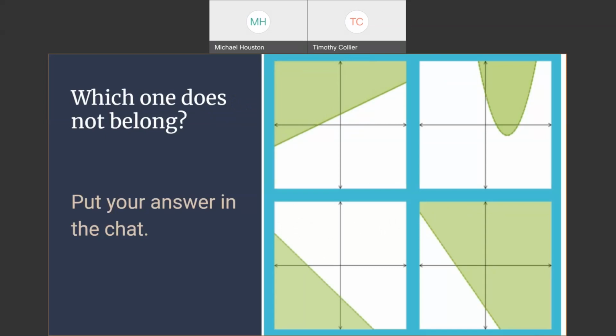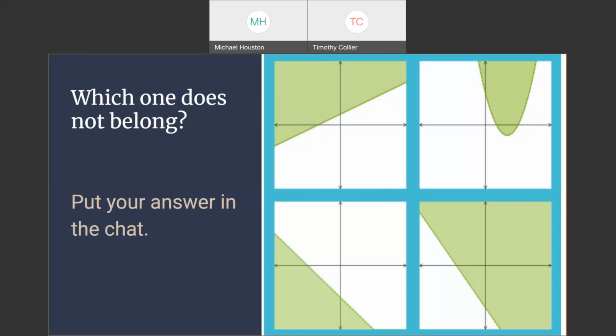So here we go. Let's do another. Which one does not belong? Please pop your answer in the chat and see if you can justify it. Tell us why you think that one doesn't belong. Well, I think I know which one I picked. Oh, yeah, there's one that just really sticks out for me too.